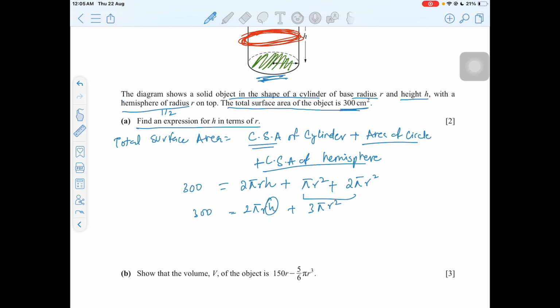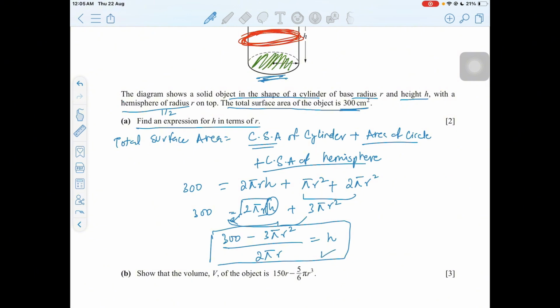Because we have to isolate h, let's take this over there. So this would be 300 minus 3 pi r square. This whole thing would be divided by 2 pi r, and this would be equal to h. We have our expression of h, right?